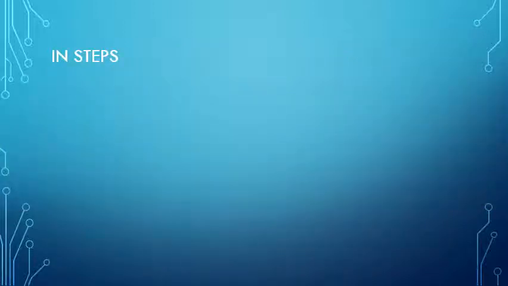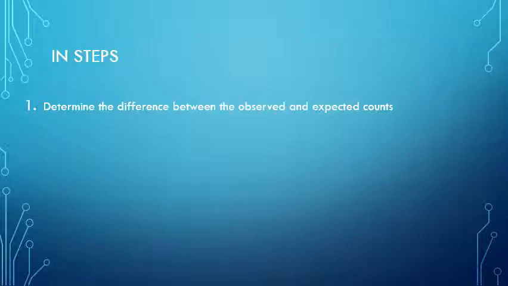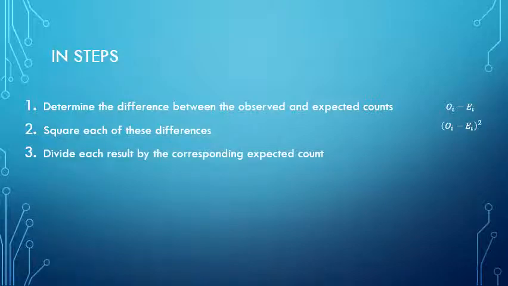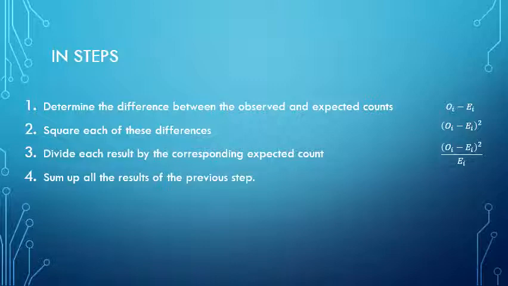So the chi-square value calculation in itself is actually done in 4 steps. The first one is to determine the difference between the observed and the expected counts. In formula notation, it would be like this. Then you square those results. That will look like this in the formula. Then you divide each of those results by the corresponding expected count. So we get this part in the formula. And last but not least, you add them all up. So sum up all the results of that previous step, and in formula notation we then actually get the formula for the chi-square value.